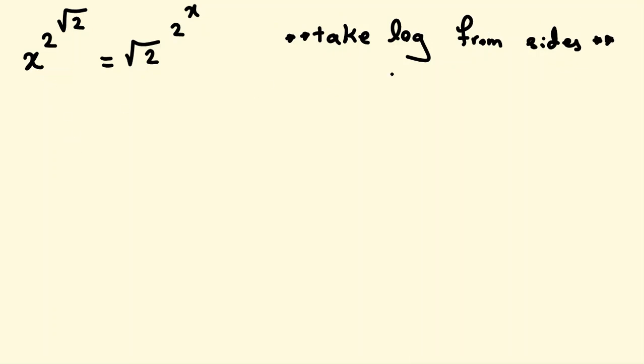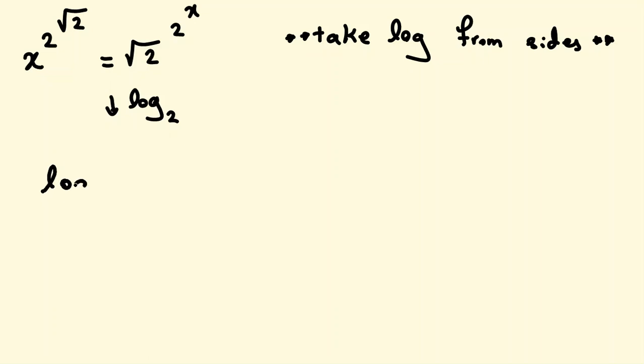Now I have a question: in what base? Because we have x, you can write log in base x. We have root 2, you can write in base root 2. Because of root 2, you can do it and you can reach the solution. But 2 is better, and then you will see why. So let's take log in base 2 from both sides.